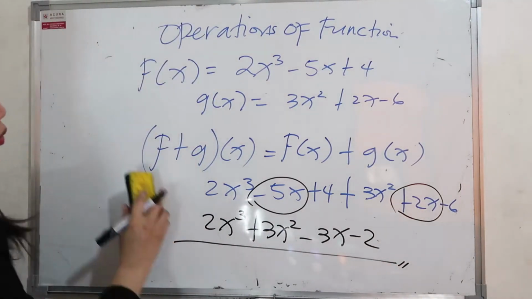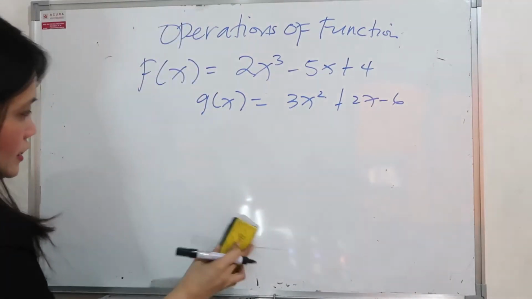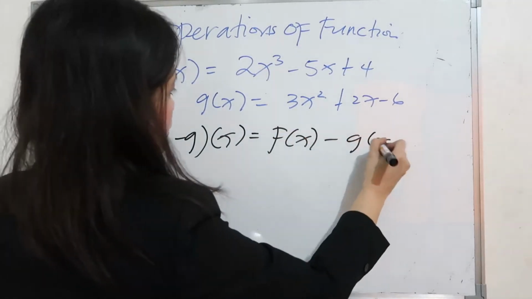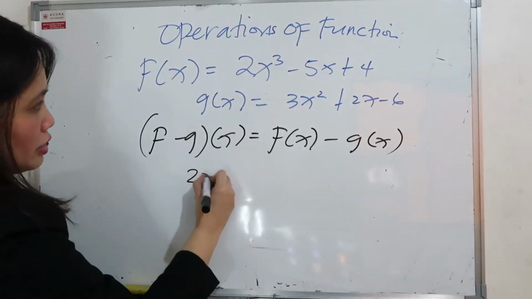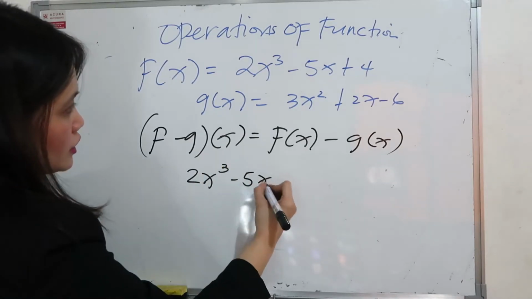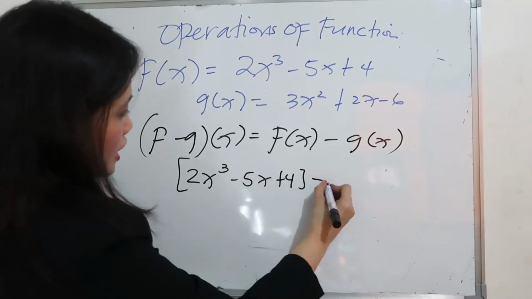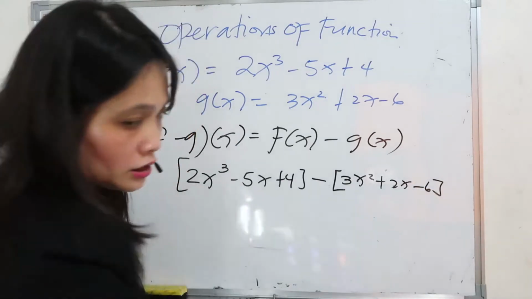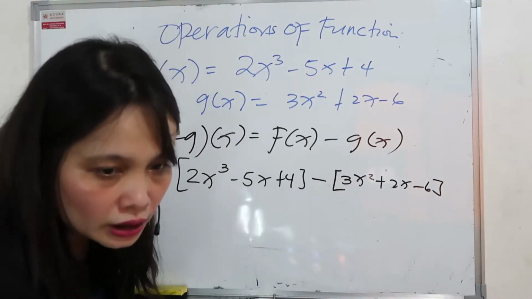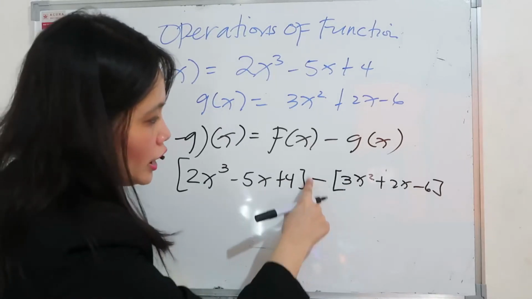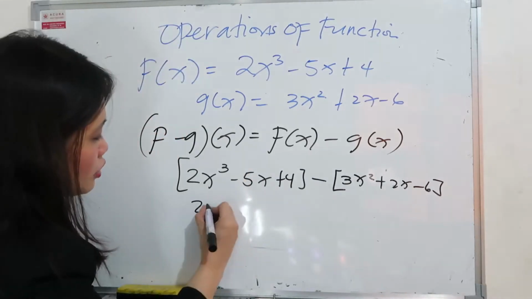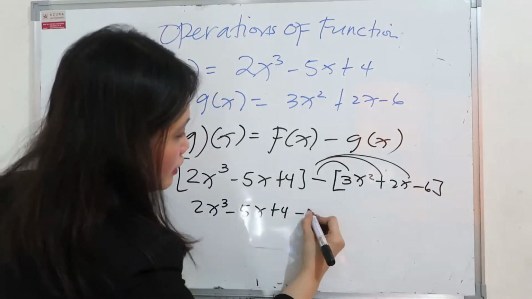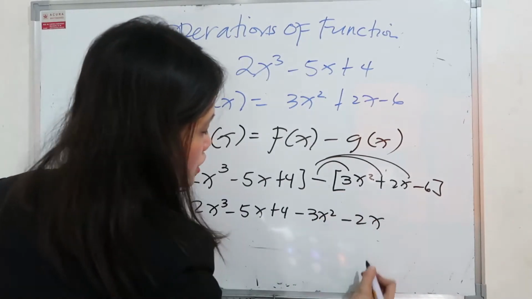Okay. Next. What about difference? F minus z of x. Meaning, f of x minus z of x. Sasubtract lang. So that will be 2x cubed minus 5x plus 4. You need to subtract it by 3x squared plus 2x minus 6. So every subtraction, you need to put a parenthesis or bracket in your subtrahend because you need to distribute negative. Okay? So you do have 2x cubed minus 5x plus 4. Distribute negative sign. So you do have negative 3x squared minus 2x plus 6.